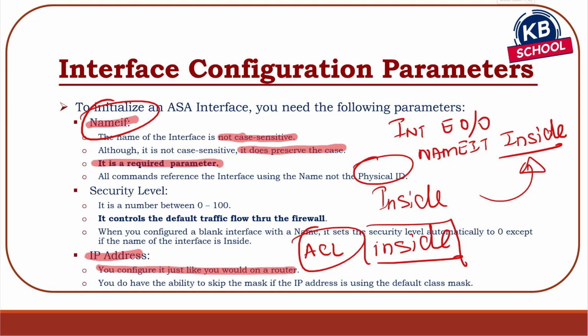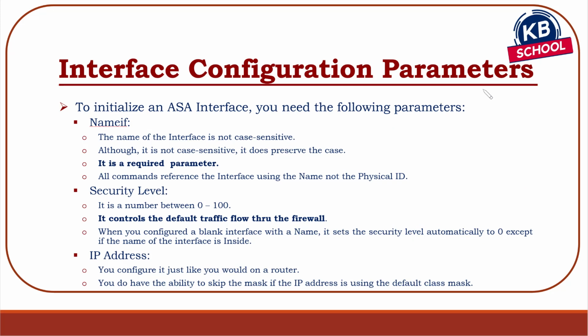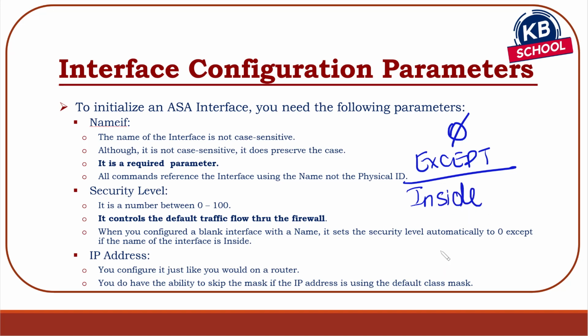Now what happens when you assign a name to an interface and it doesn't have a security level? It'll default the security level to 0 for all the names, except for what? If the interface has no security level and you give it a name of inside, any case, uppercase, lowercase, mixed case, it will set the security level to 100.